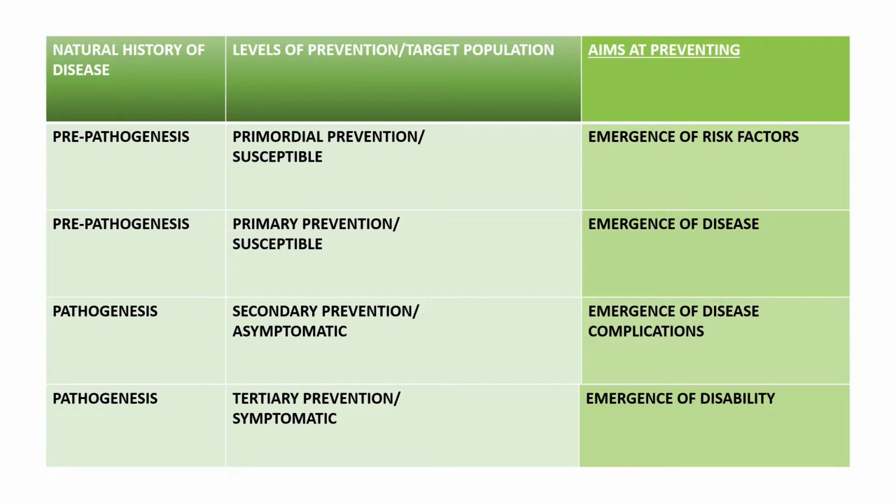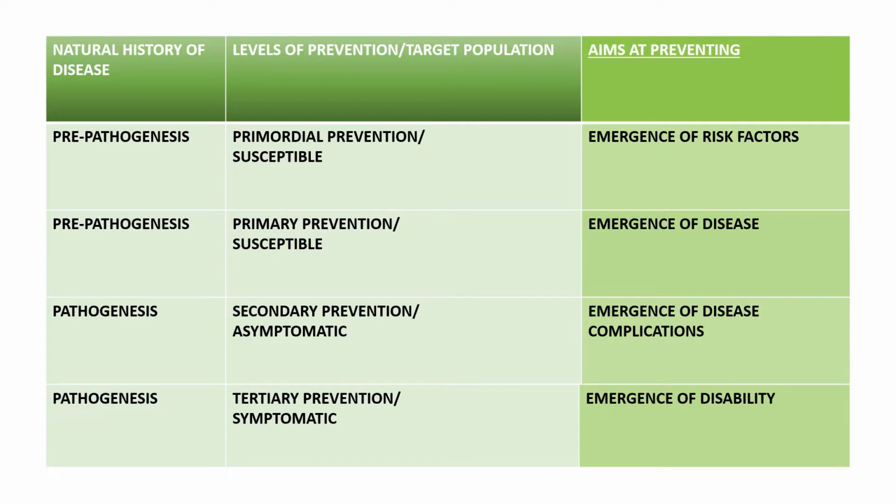See here, I have put down the different phases of natural history of disease and accordingly put down the levels of prevention and what it aims at preventing at that level. Like in the pre-pathogenesis phase, the level of prevention is primordial prevention and the target population are the susceptible ones. And it aims at preventing the emergence of risk factors. That is, risk factors are not there and they don't emerge anymore, that is taken care of.